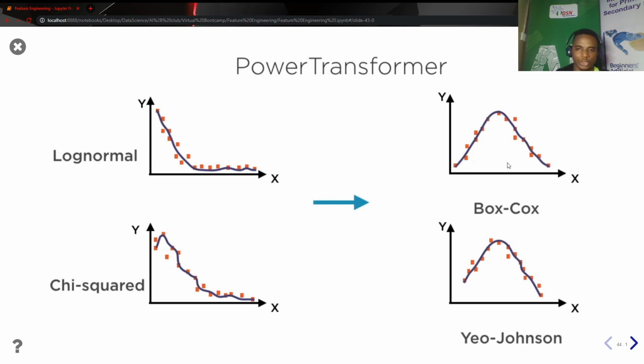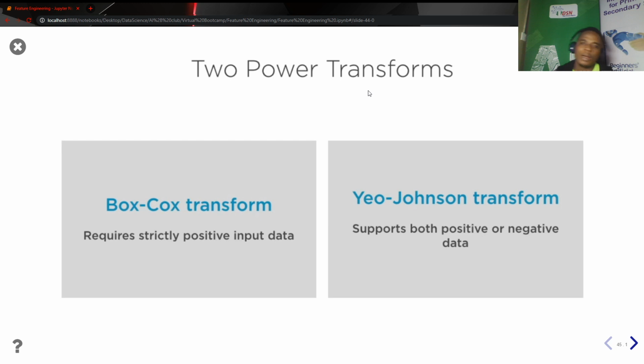The normal distribution. So we try as much as possible to transform our data from any other type of distribution they can be into a normal distribution. Now, the two power transform strategies are what? They are the Box-Cox transform and the Johnson transform.